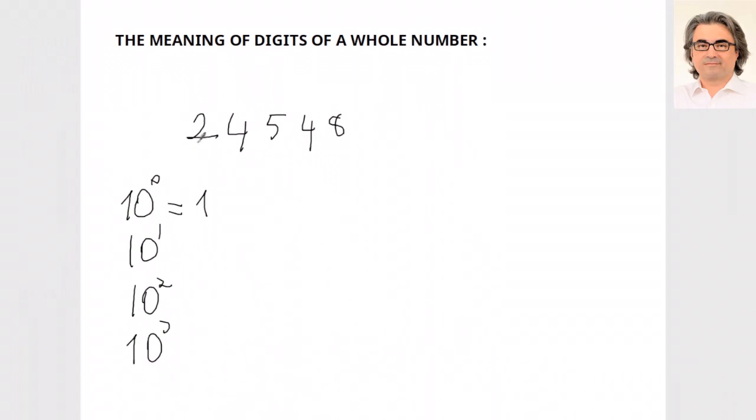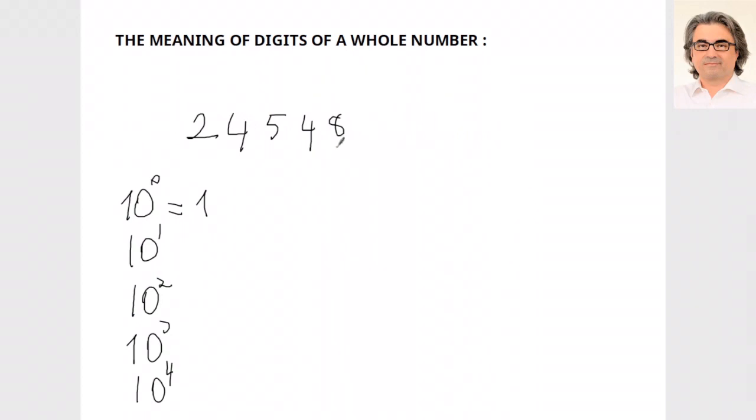What about 2, the last digit? It means I have 2 ten-thousands. 10,000 is 10 to the power of 4. So I have two 10,000s in this number. So I understood all the meanings of these digits according to their places.